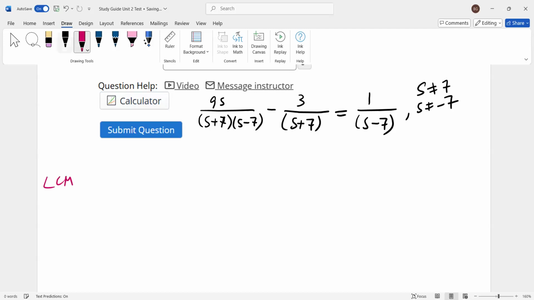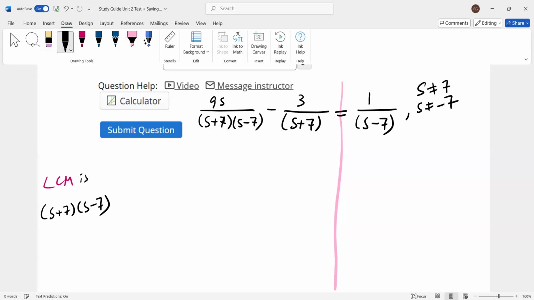Remember, the LCM of the 3 denominators is going to be s plus 7 times s minus 7, because it is a multiple of this one, and also a multiple of this one. So basically, this denominator times this denominator gives this denominator. And this denominator, of course, is the least common multiple of the 3. With that least common multiple found, we are going to multiply all the 3 parts in the equation by the least common multiple.